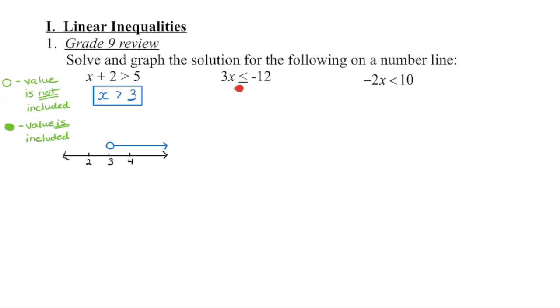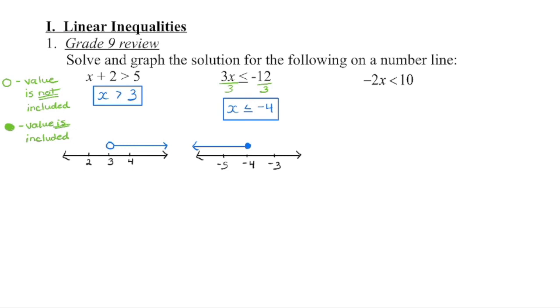So to solve this inequality, I'm going to isolate x by dividing that 3 out of both sides. 3 divided by 3 leaves me with 1x, and then negative 12 divided by 3 is going to be negative 4. All values of x that are equal to negative 4 or less than negative 4 will satisfy this inequality, and then we can represent those on a number line.